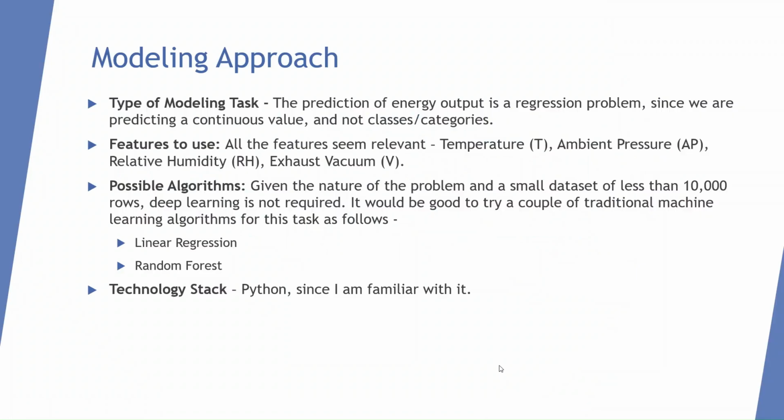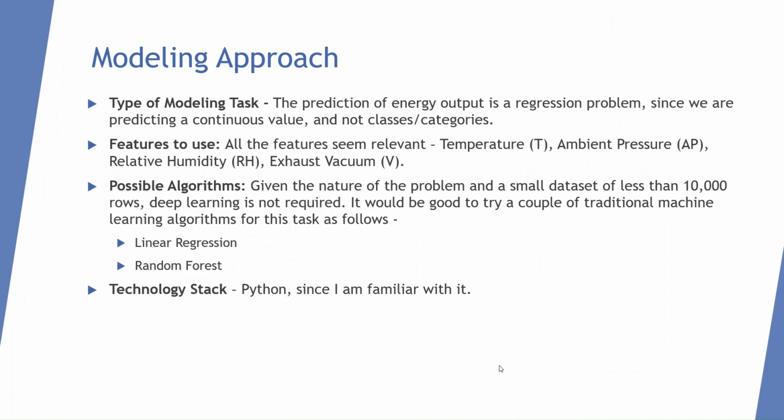Hello. We are trying to predict the energy output of a combined cycle power plant. Energy output is a continuous numeric value, so this is a regression type of problem. The features that we have here are temperature, ambient pressure, relative humidity, exhaust vacuum. All the features seem to be relevant, so we will use all of them.